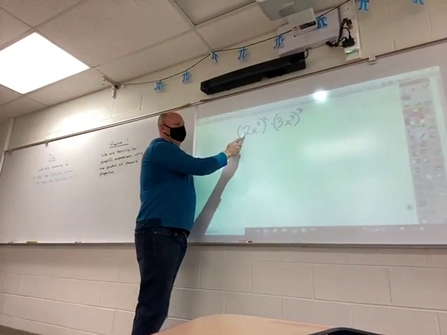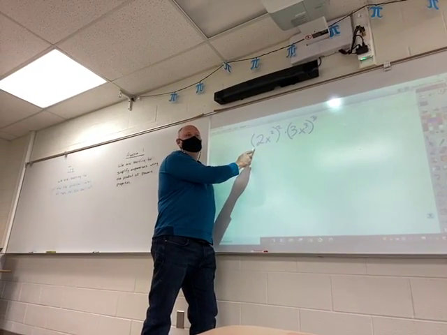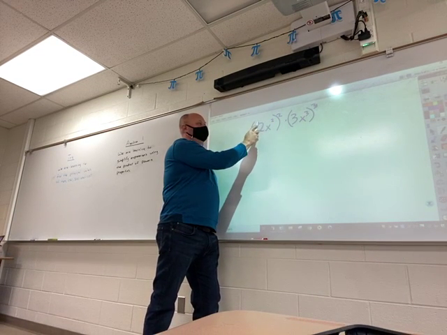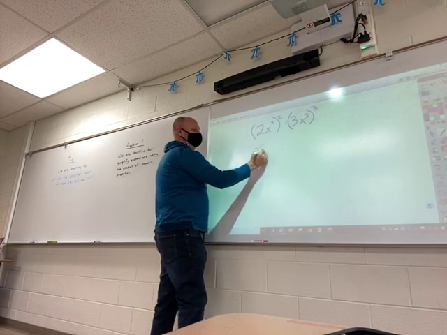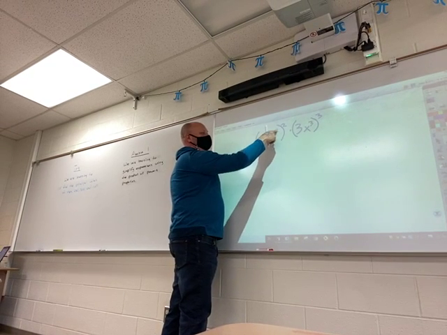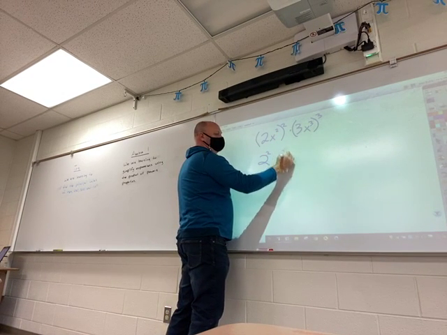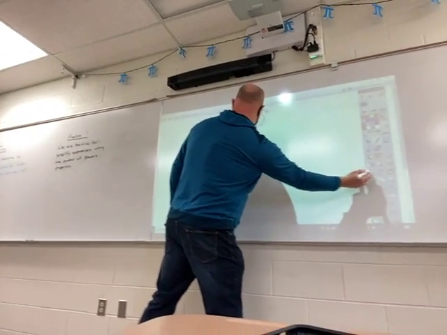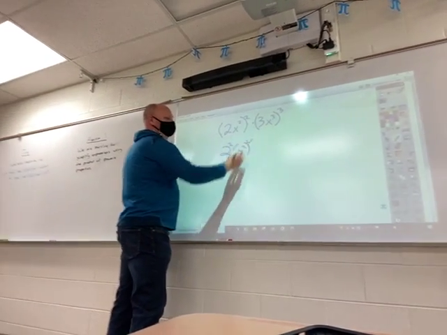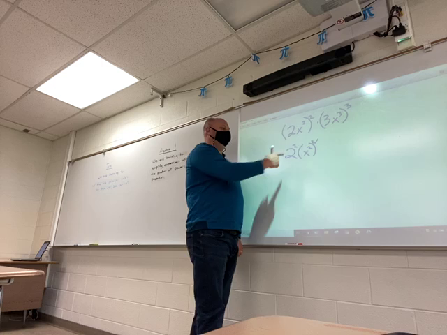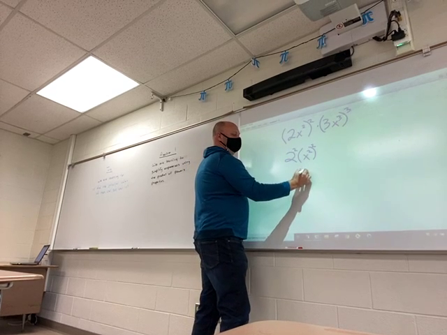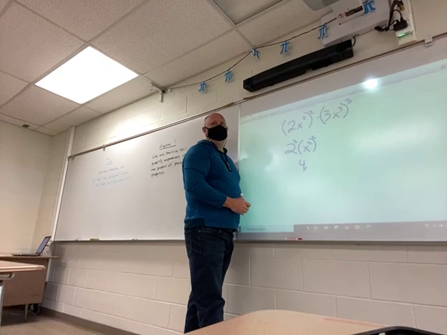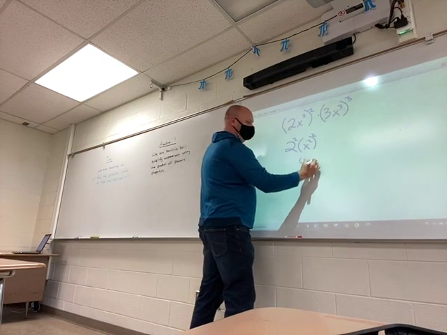What has to happen with this 2 here? So the exponent has to go to both of those. The 2 has to get raised to the second power. The x squared also has to get raised to the second power. So 2 squared is 4. What do you do with powers raised to powers? You multiply. So x to the 4th.